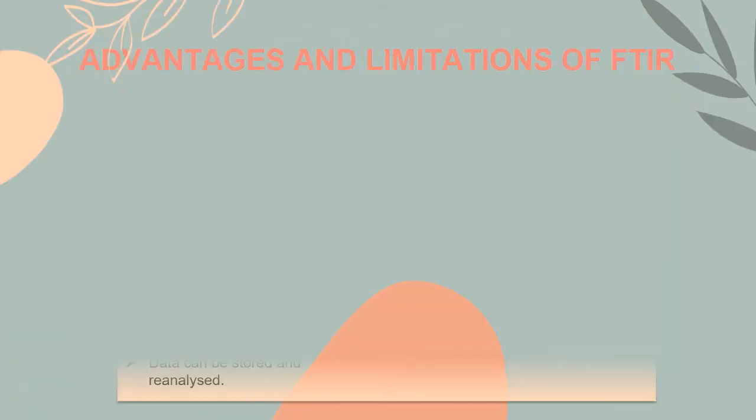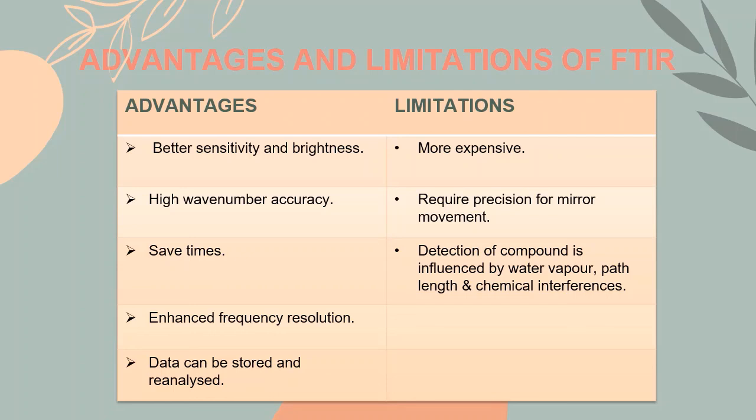So the advantages and limitations of FTIR. It has better sensitivity and brightness, and high wave number accuracy. It will save our time and enhance frequency resolution. Data can be stored and reanalyzed. For the limitations, it is expensive, requires precision for mirror movement, and detection of compounds is influenced by water vapor, path length, and chemical interference.